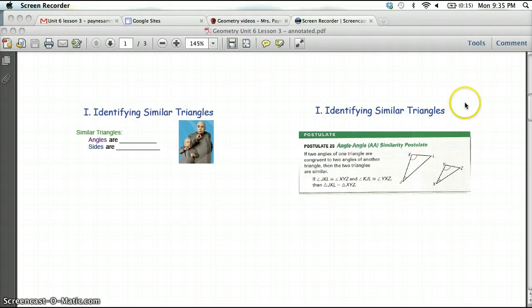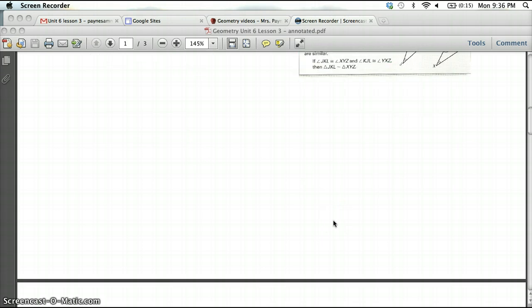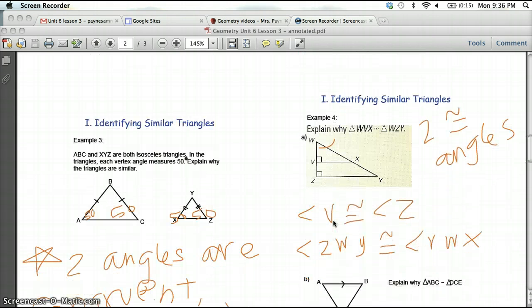So here, over here in our diagram, we've got angle K is congruent to angle Y, and angle J is congruent to angle X. If both of those angles are congruent, then we can say that triangle JKL is similar to triangle XYZ. Okay? So let's go down to example 1.